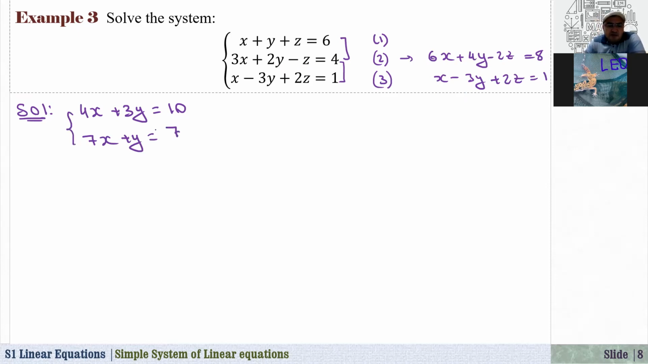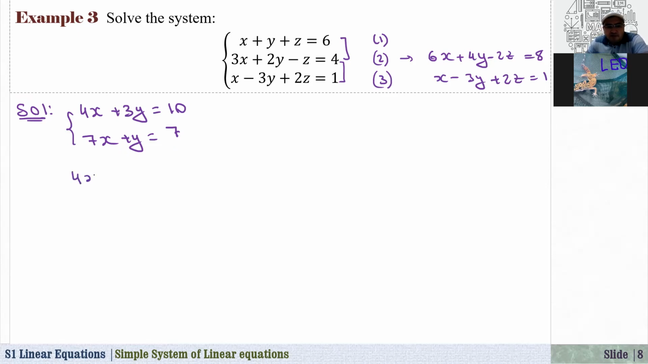Now we have two equations in two variables. Also, we can simplify them, right? So let me just multiply both sides of the second equation by 3 so that the y variables will have the same coefficients.